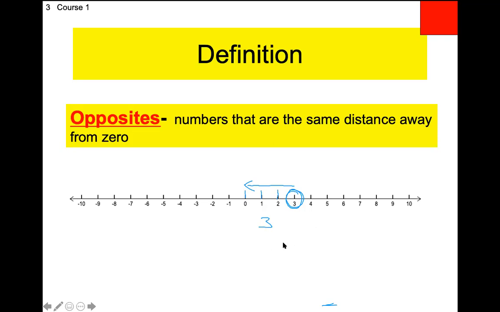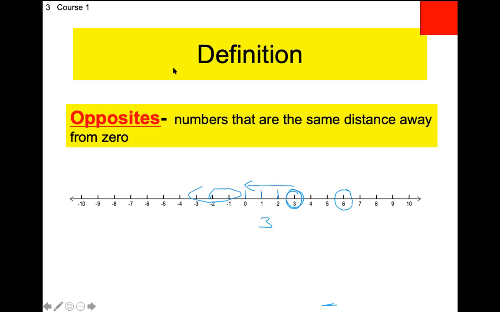There's another number that's also 3 away from 0. What's that number? No, it's not 6. 6 is 6 away from 0. What's another number that's 3 away from 0? -3. Yeah, 3 is also 3 away from 0. And that's this idea of opposite. Opposites are two numbers that are the same distance away from 0. Okay.